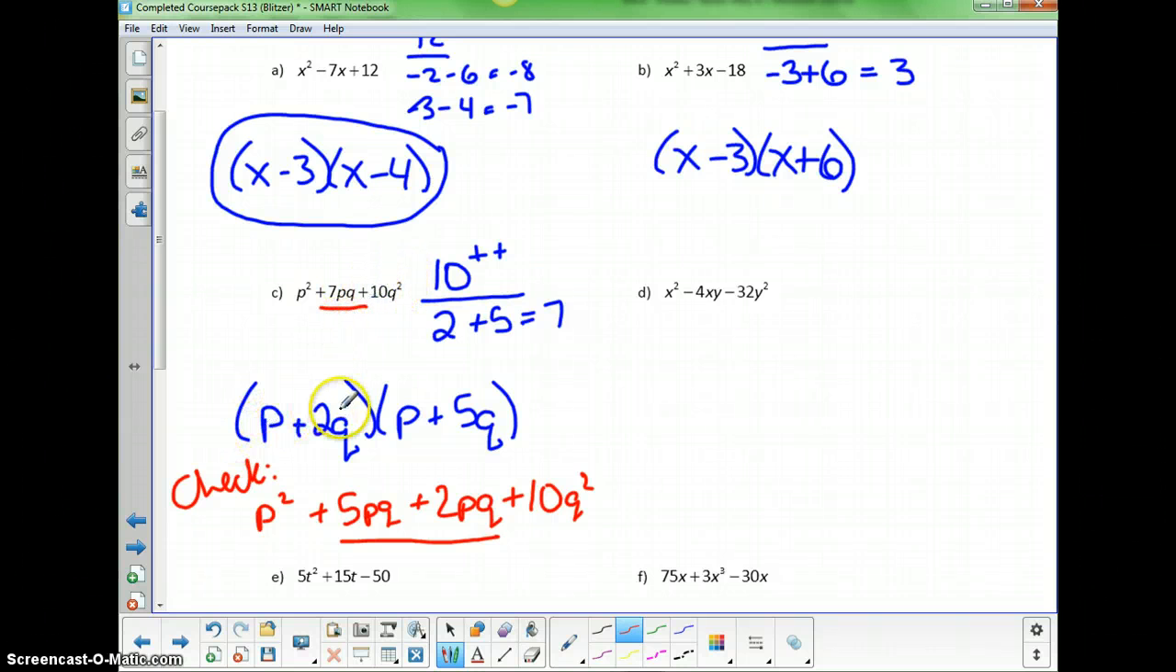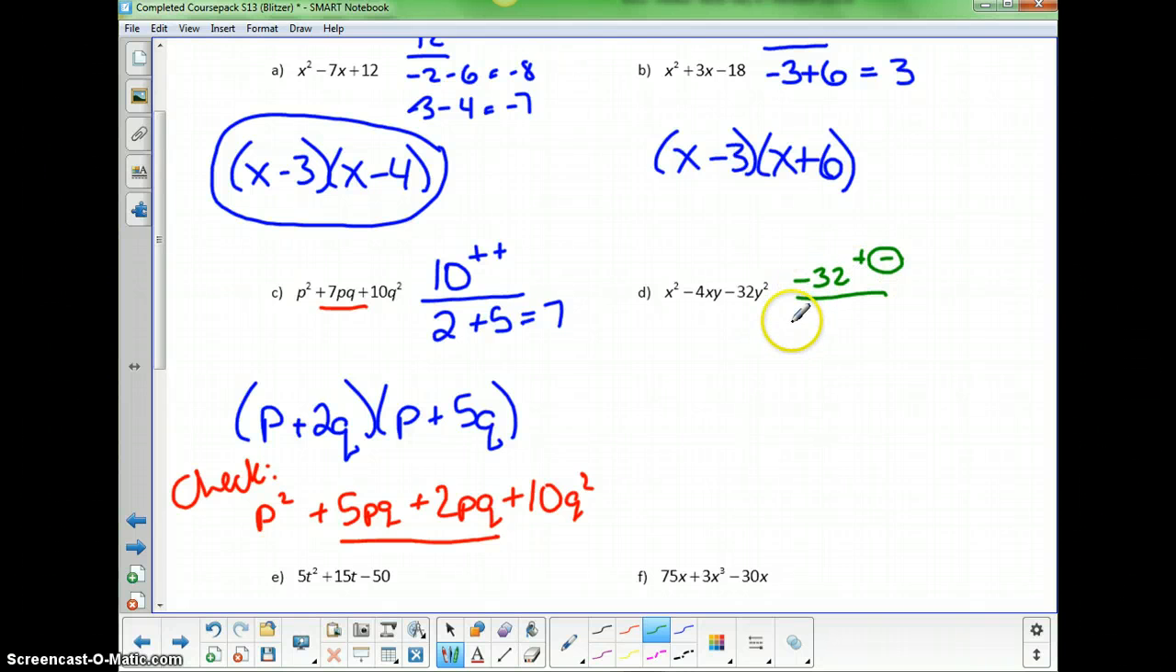We're just going to make sure that when we put in our 2 and our 5, we put a q with them. The q times the q is the q squared, and when you make your mixed terms, the p times the q is going to give you that pq in the middle. Alright, so let's look at the next one. This one has a negative 32, so I know I need one positive and one negative. And the negative is going to be the larger, because there's a negative sum in the middle.